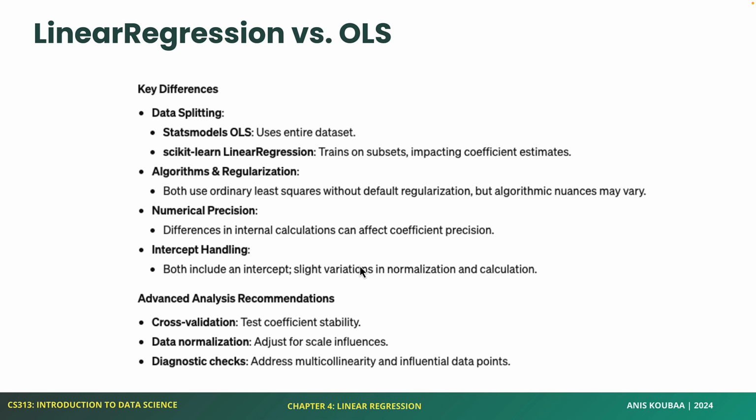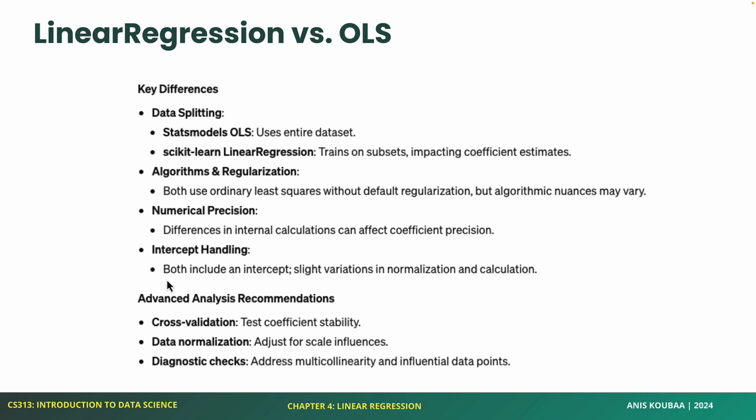So these are the key differences, as already mentioned. Data splitting: in scikit-learn we do data splitting, while in OLS we use the entire data set. In linear regression, there are also regularization algorithms like lasso and ridge regression. And for intercept handling, both include an intercept, with slight variation in normalization and calculations.